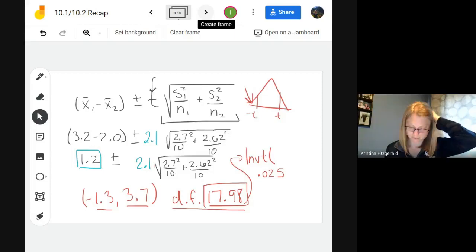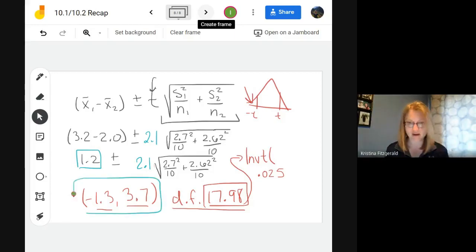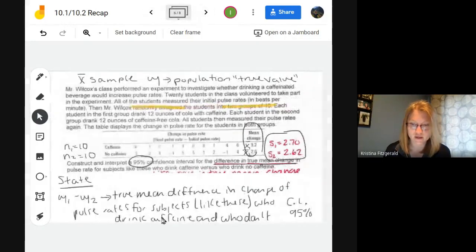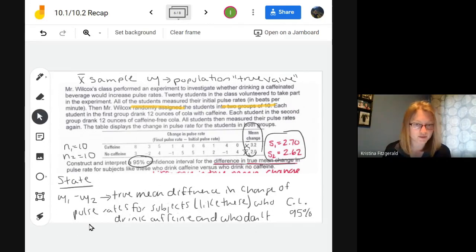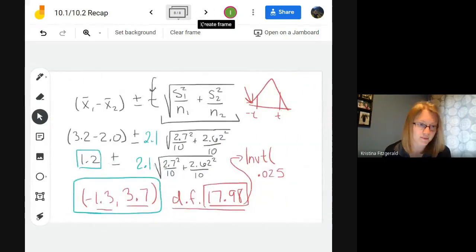Okay, so that's what we got here, our interval. Then to interpret it, we just say we're 95% confident that the interval from negative 1.3 to 3.7 will capture the true mean difference in the change of the pulse rates. That's where you plug in what you're trying to estimate. So now we have an estimate for this true difference if you're drinking caffeine versus not. We think it's somewhere between negative 1.3 and 3.7 on average between caffeine drinkers and non-caffeine drinkers.